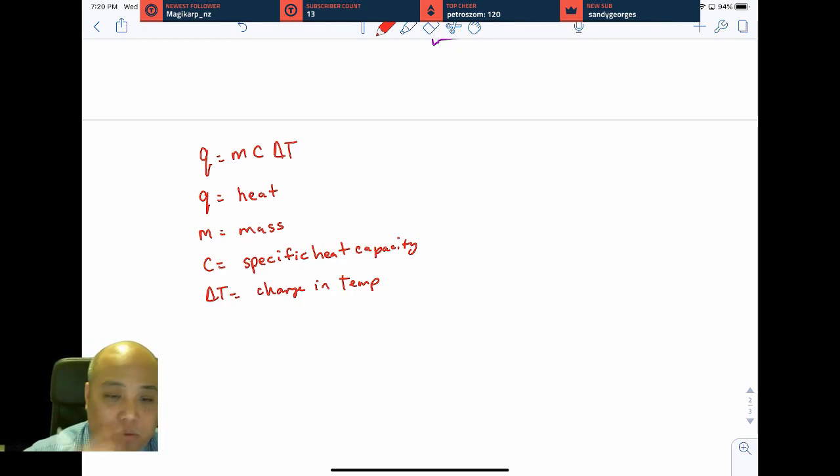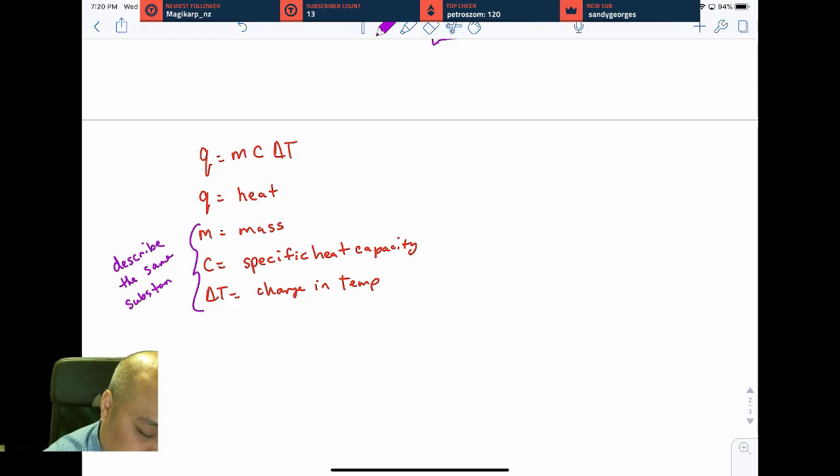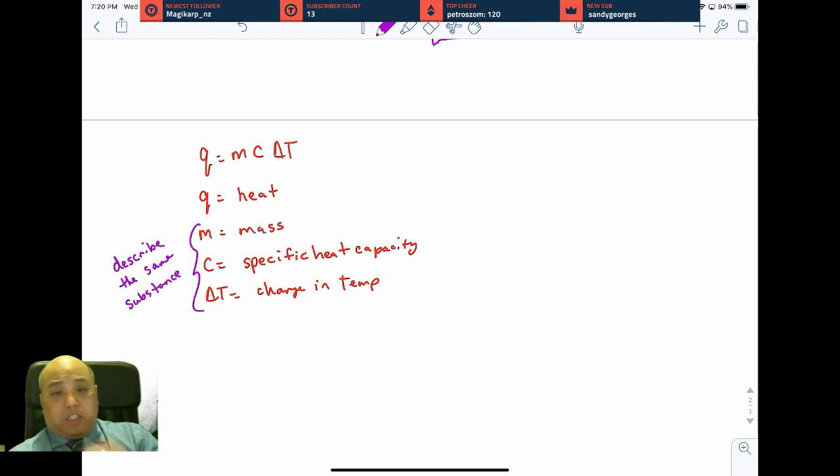Okay. Now, what you need to make sure about is that these three values all describe the same substance. So if you're measuring the temperature of something and you're using the specific heat capacity of something, then your mass should also be of that something. The biggest mistake students make is they look at a formula and say, oh, I need a mass. Let me find a mass in the problem. Whichever one's in grams, I'm going to use it.